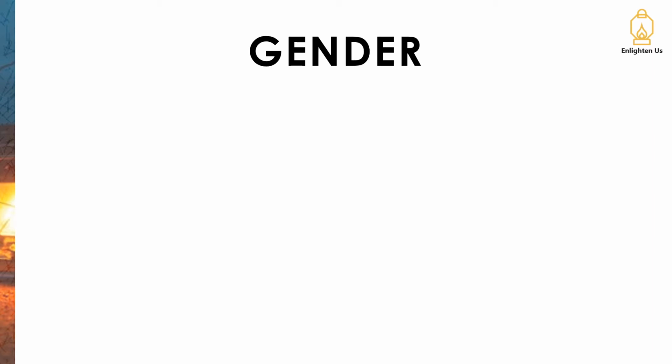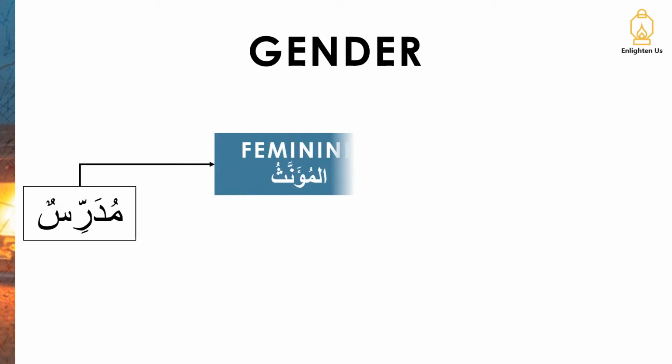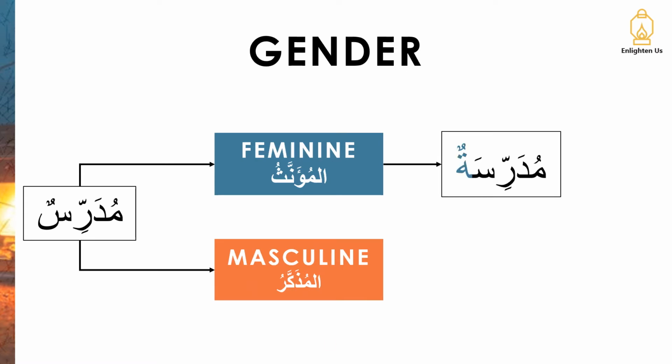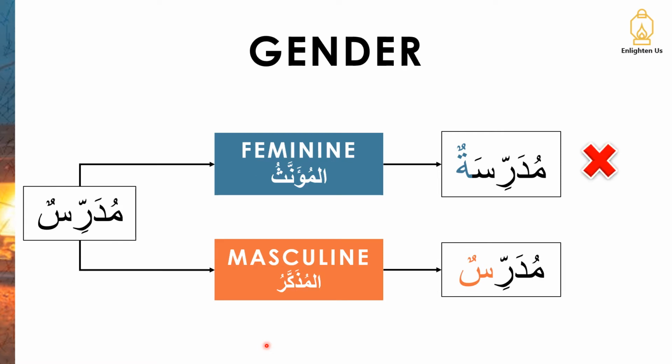Let's start with gender. So start with our word mudarrisun. Now if you remember, we have 2 options. A word can be feminine, mu'annath, or masculine, mudhakkar. What are our options? So we have mudarrisatun, if this word was feminine, and we have mudarrisun. And clearly, mudarrisatun is not a match. Mudarrisun is, so it's masculine.